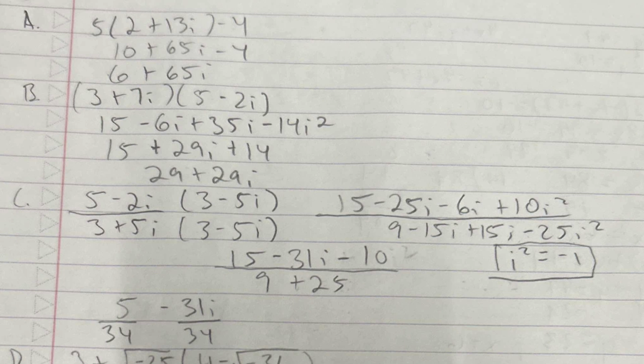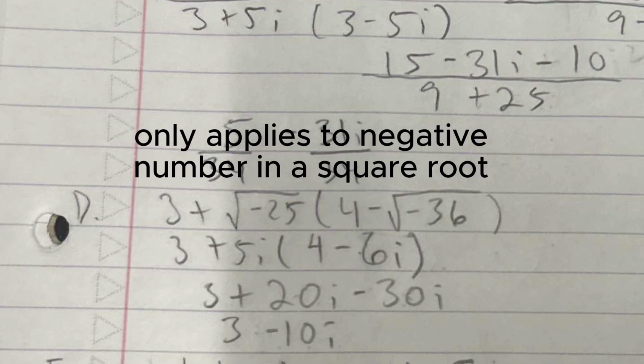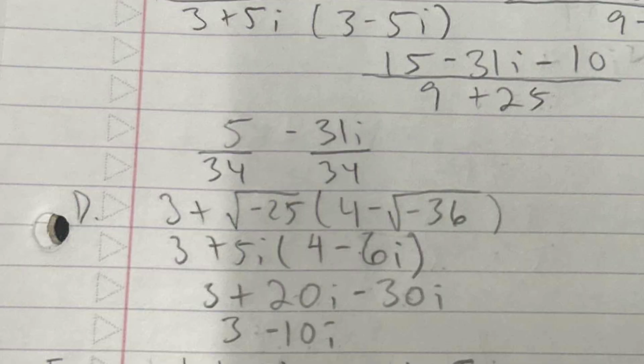And then for the next one, if you see a square root of a negative number like -25, what you want to do is take the square root of it and put an i right behind it, because it's not a real number. So 3 + 5i(4 - 6i), and then distribute the 5i to the 4 and the -6. So it's going to be 3 + 20i - 30i. Once you combine like terms, it's going to be 3 - 10i. And then you can just leave the answer like that, I think. Not sure. Yeah, I think so.